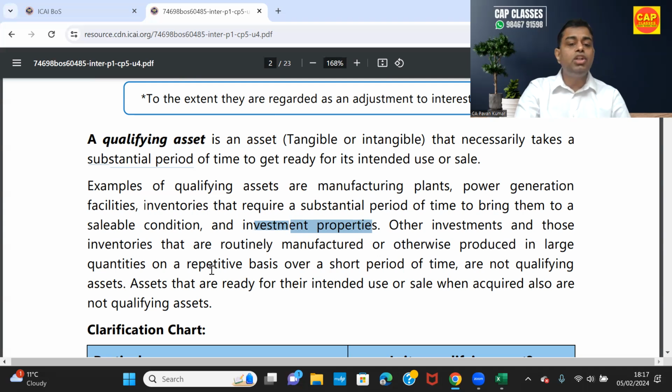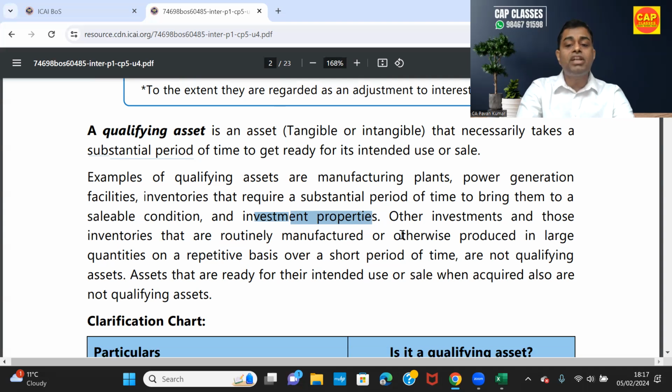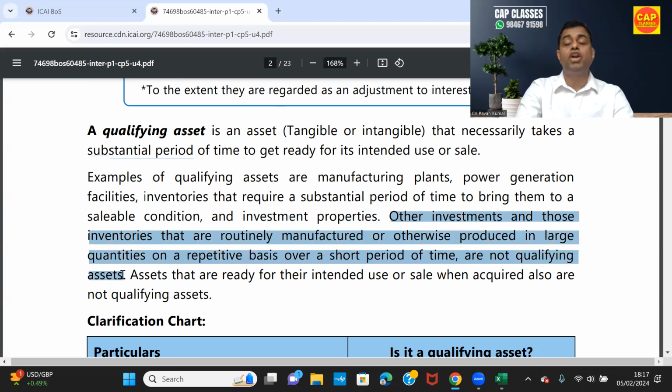Then other investments and those inventories that are routinely manufactured or otherwise produced in large quantities on a repetitive basis are not qualifying assets. That means your regular production. Once I'm producing this, it will take 40 days of time, then 10 days I'll store, after that I'll sell. That is not a qualifying asset.